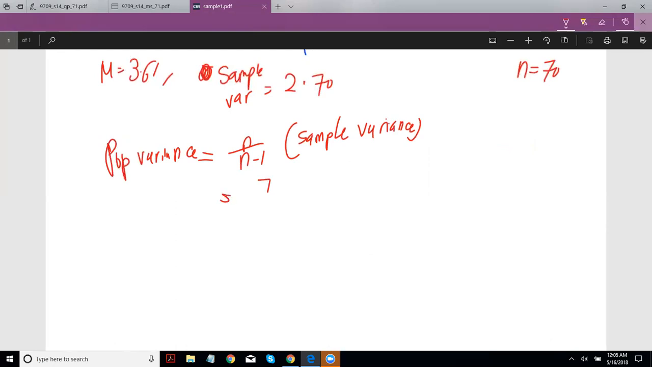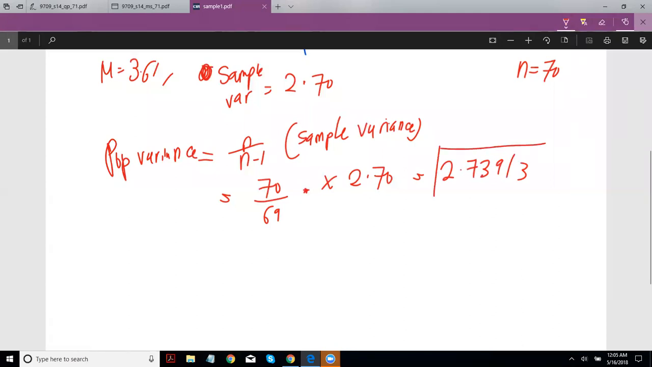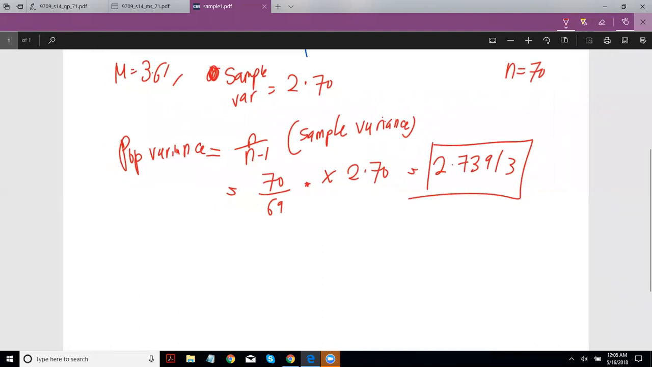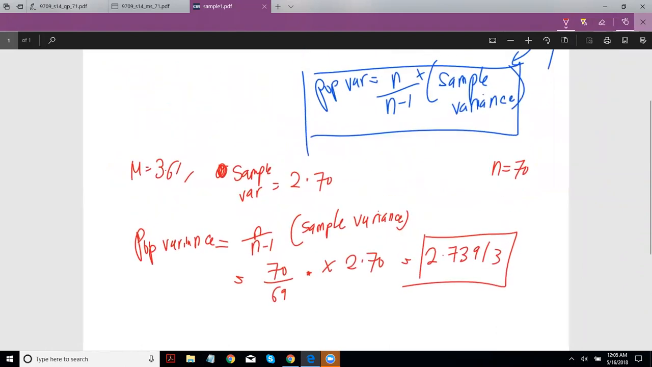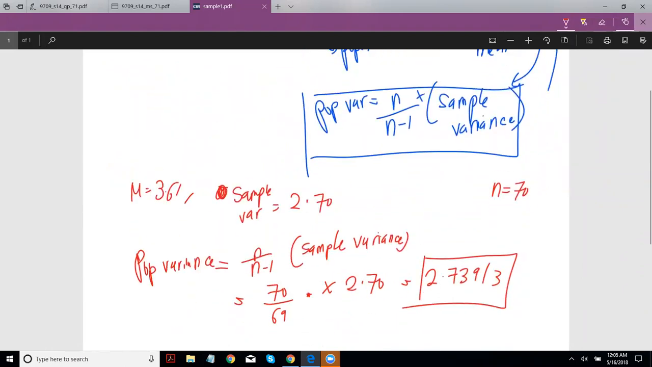N is 70, so 70 upon 69 into 2.70 gives you 2.73913. I'm not rounding off here because that wouldn't give me as accurate a value. Just round off to 3 significant figures in your final answer. So you now have your population variance, which is basically the sigma square that we used to write in the formula.